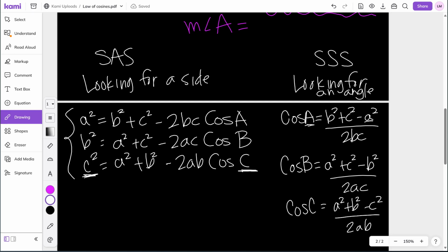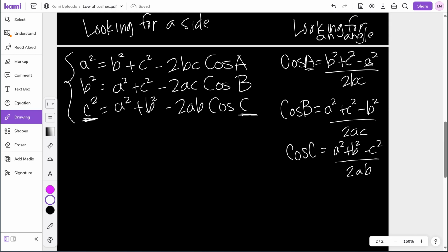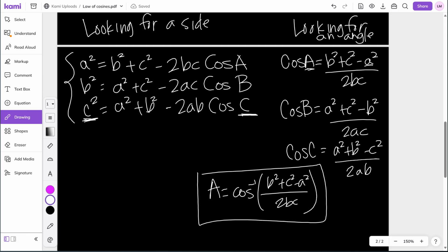All right, and then to finish the problem, we'll do cosine inverse, right? So you could even set it up that way if you want to. Like you could write those formulas as A equals cosine inverse of b squared plus c squared minus a squared over 2bc if you want to. That's fine. That means I'm finding the measure of angle A.